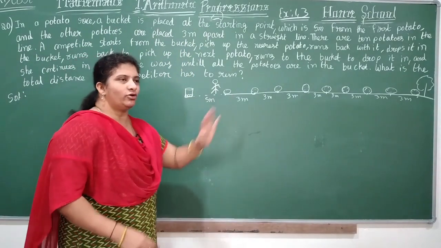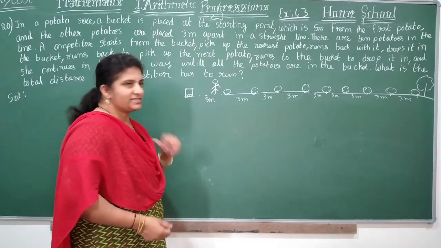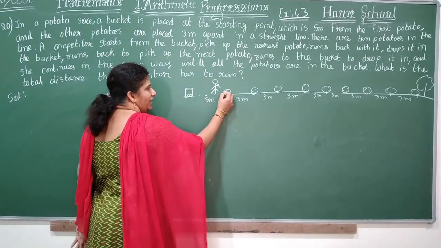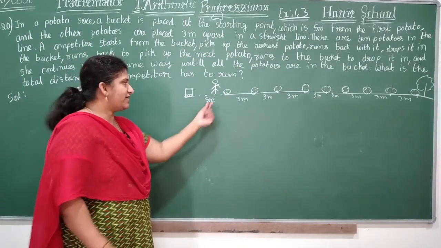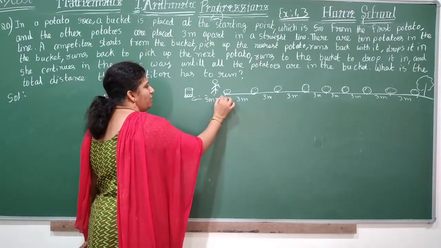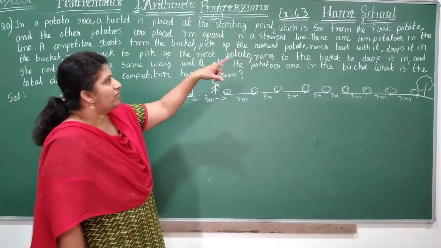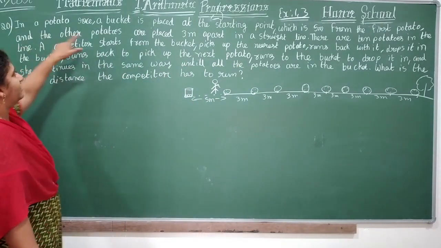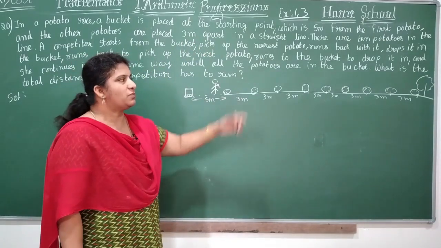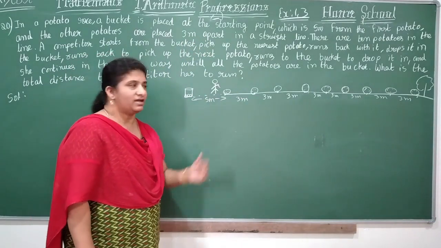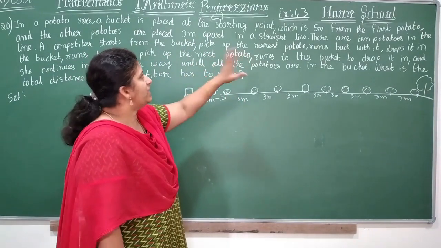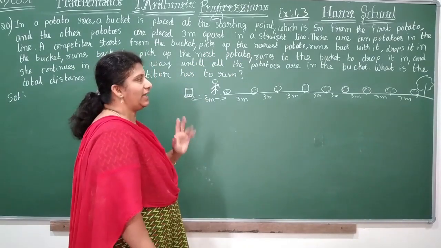So this is a potato race competition. A bucket is kept here, which is 5 meters from the first potato. Can you see the tiny potatoes here? First potato and your bucket, what is the distance here? 5 meters. From the first potato, the other potatoes are placed 3 meters apart. So next potatoes, what is the distance? Every potato is at a distance of 3 meters. In a straight line, there are 10 potatoes.